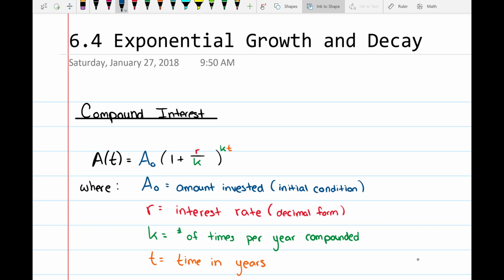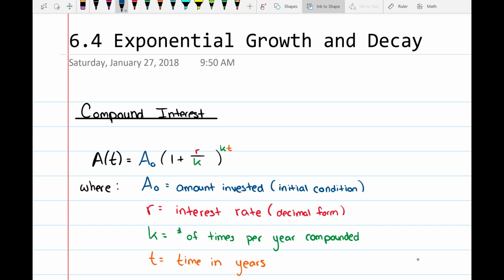Compound interest. This is where the math starts to really take a role in the real world in terms of finance. So to find compound interest, we have a formula that says A of t, where t is time, equals A naught times (1 plus r divided by k) all to the power of kt, where A naught is the amount invested. This is your initial condition.